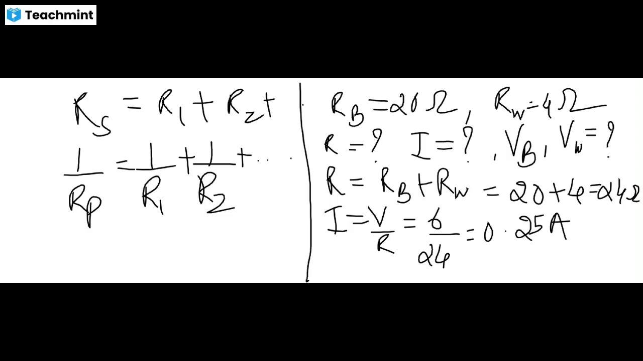Okay, now you should calculate the potential difference across the bulb. V is I into R, 0.25 into 20, so that will be 5 volt. Now calculate the potential difference across the resistance wire.